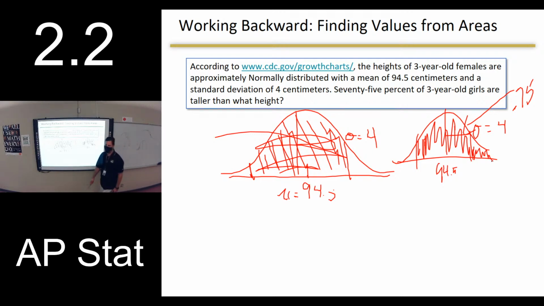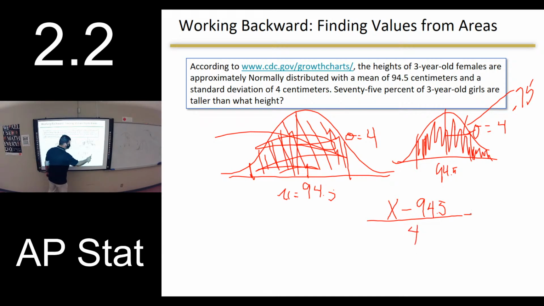So, here's what we're going to have to do. The problem is now, I don't know the X value, but I know that this is 94.5, and I know that that's 4. And I don't know the Z-score. It's not 0.75. That's not the Z-score. 0.75 is the percent I get from the Z-score. Fair? So I've got to find the Z-score for 0.75.